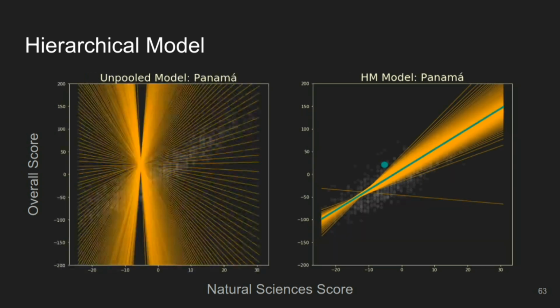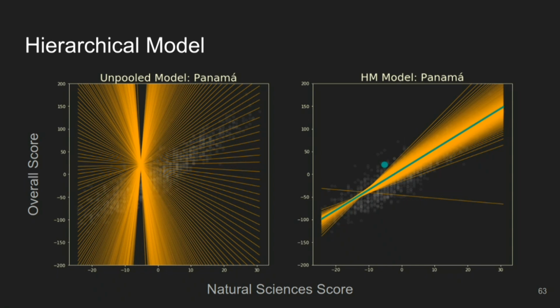The more extreme case: only a single person from Panama took this exam. And how do you fit a line to a single point? You can draw any line through it, right? That's why I'm showing you, in the unpooled model, all the lines that the model is trying to fit through a single point. And that's what we would do if given a single point, right? Notice the difference between the unpooled model and the hierarchical model.